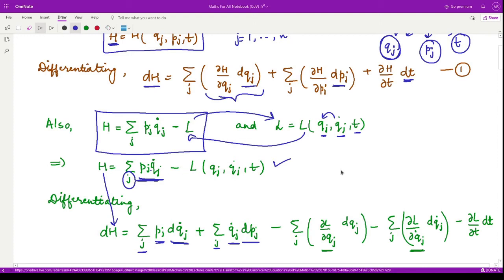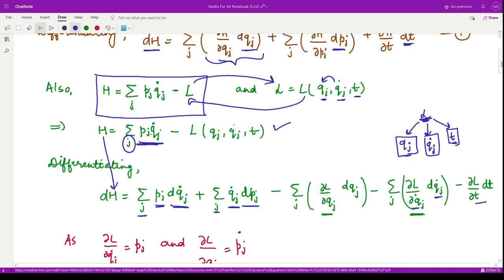Then we have to differentiate L, which is a function of qj, qj dot and time. Here again we differentiate it partially using the chain rule. Firstly we take the derivative of L with respect to qj and then the complete derivative of qj. Then we take the partial derivative of L with respect to qj dot and then the complete derivative of qj dot, as in this term. And then we take the partial derivative of L with respect to t and then the complete derivative of t, as in this term.